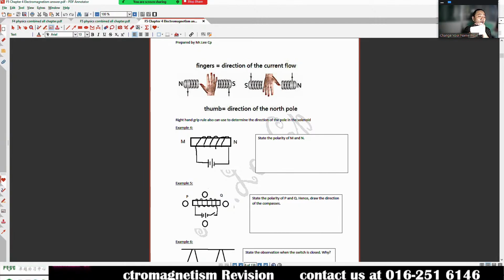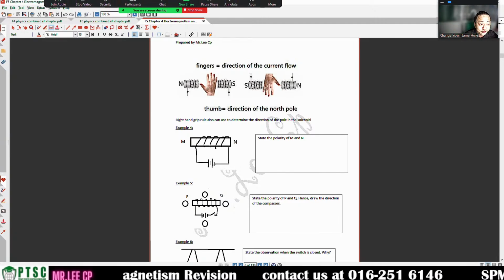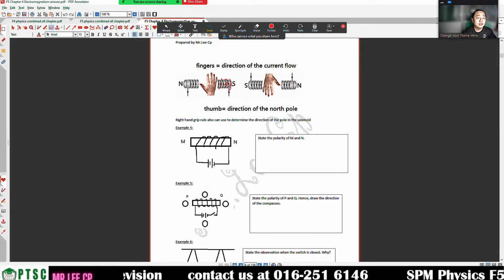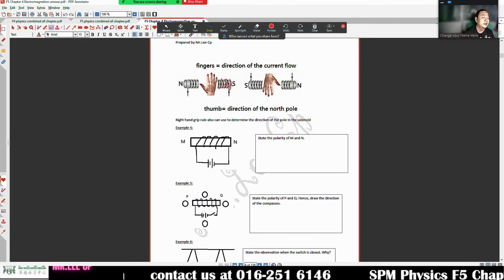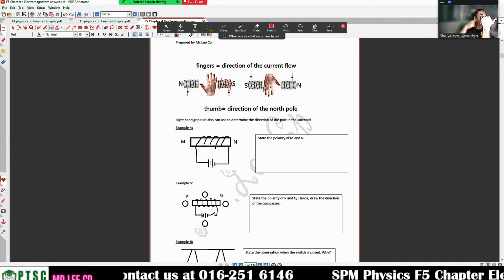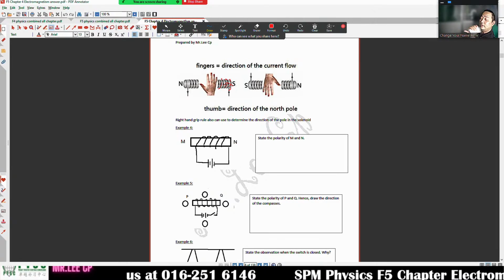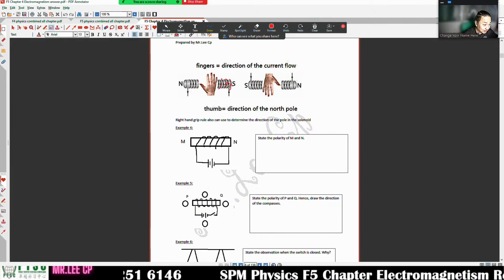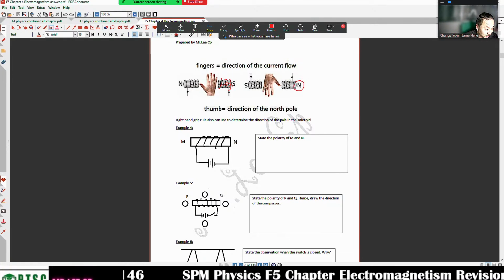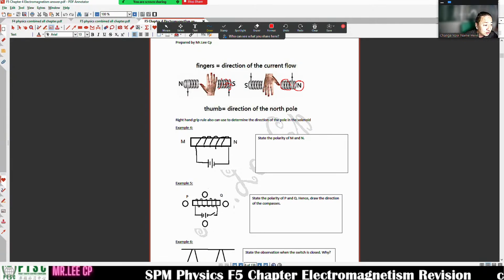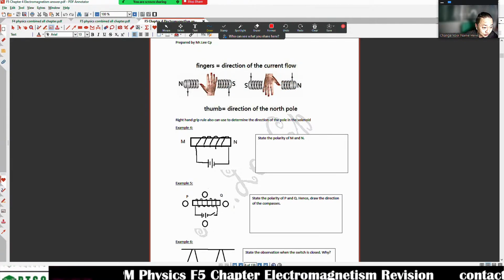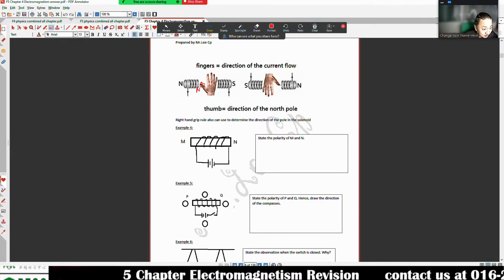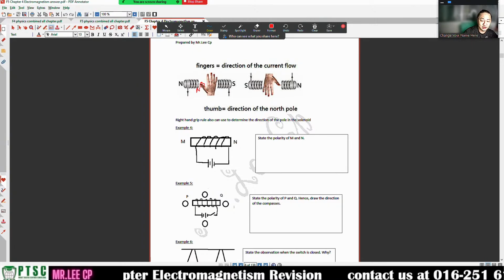If turning this way, this one goes up, so this one will be north. If the one that I see at the front is going down, then it is this side that is north. So always look at this direction. The thumb shows you the direction of the north.